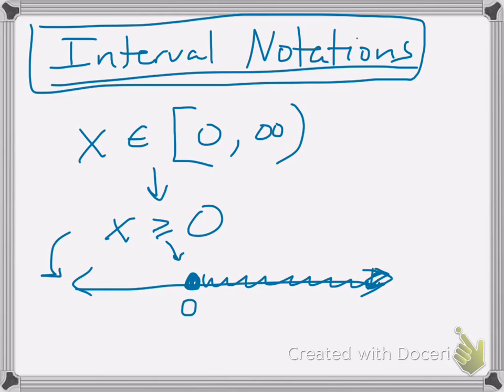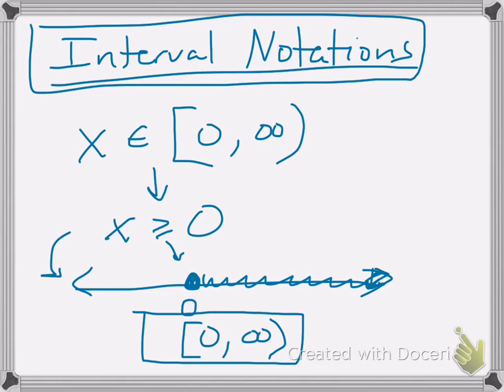For interval notation, there's 3 rules, and we'll go over those in just a second, but the interval notation for this would be everything from 0 to positive infinity. Okay, so this is a common notation in calculus that you'll see. 0 to infinity is what that means. It means that x is greater than or equal to 0.